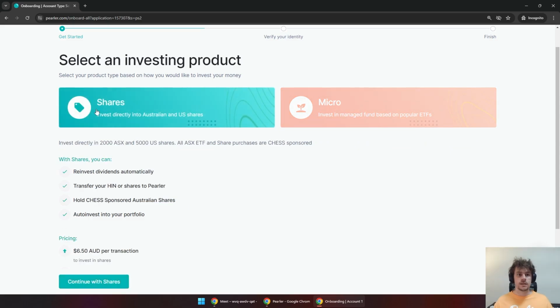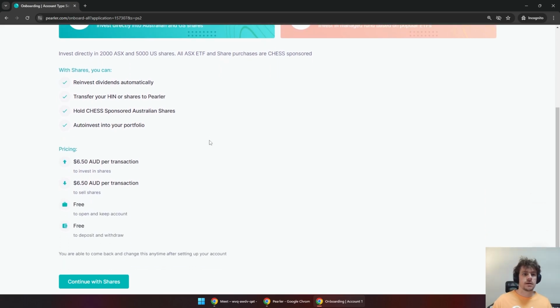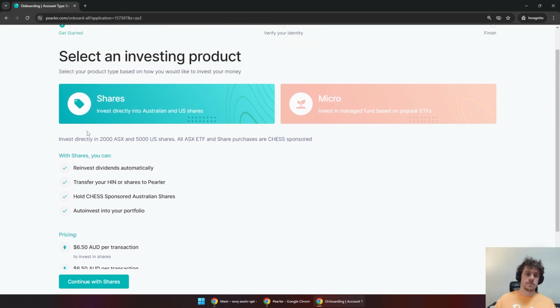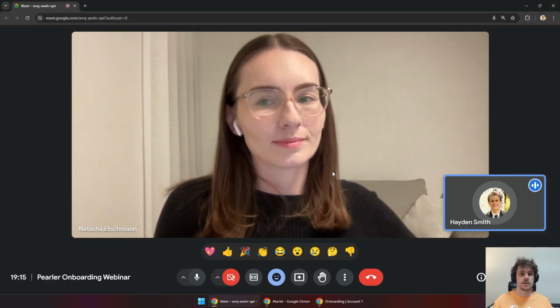Whereas shares is probably a little bit more for people who have saved up a bit more money or are feeling a little bit more mature and confident with their investing. I think they're the big bookends. There's a few other nuances I should unpack with that, Tash, but I was curious if you had any questions that you think I should elaborate on with the shares versus micro thing to start.